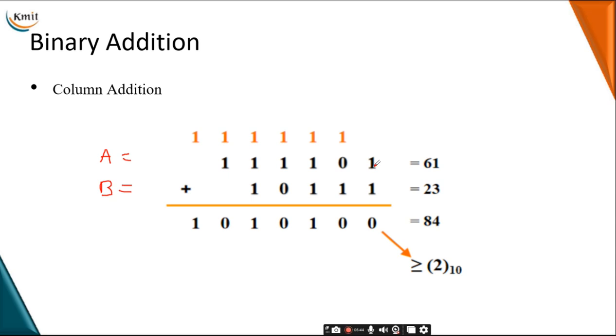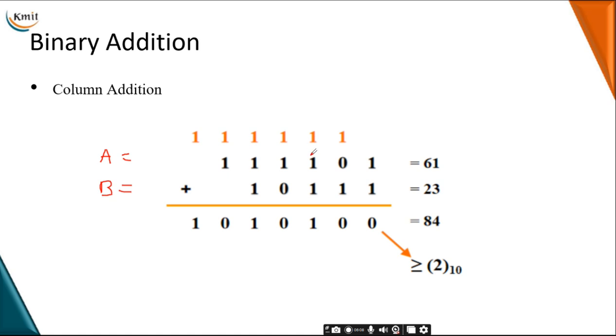So in binary rules, 1 plus 1 will give you a sum of 0 with a carry of 1. And now we forward the carry from the least to the most significant bit, so we are going to consider that too for the addition of the remaining bits. So 1 plus 0 plus 1 will give you a sum of 0 with a carry of 1.